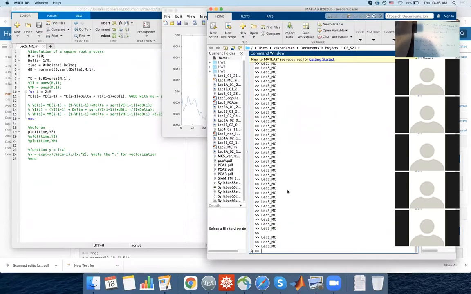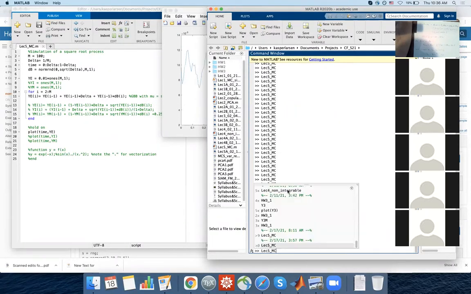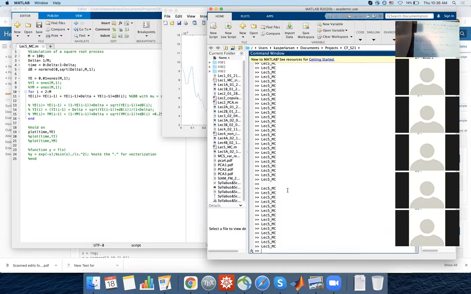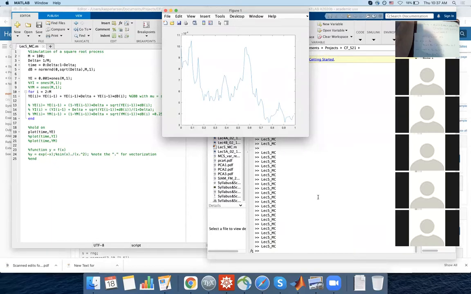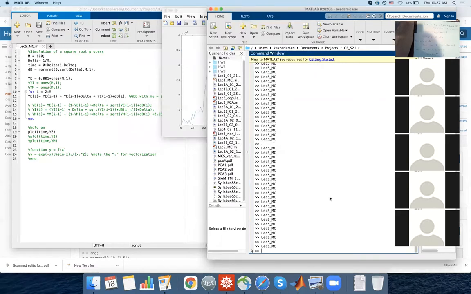Come on, give me some negative values. You just won't do it today. I don't know why it won't give me negative values. Normally you pop up all the time. Yeah, can't get it to do it.